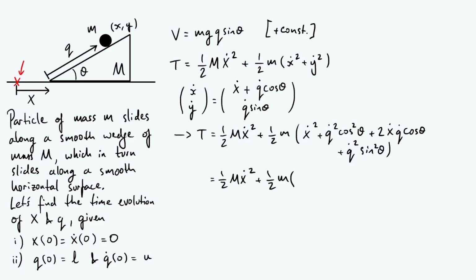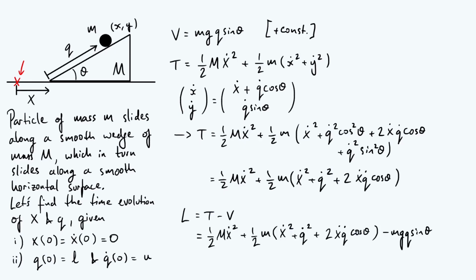Now we can simplify this a bit. Most of the expression stays unchanged, but we can do something very nice with this term and this term, because sine squared theta plus cos squared theta is just 1, and so if you factor out a q dot squared, you've got q dot squared times sine squared theta plus cos squared theta, which is just q dot squared times 1. And so that bracketed term in simplified form becomes X dot squared plus just q dot squared, and then the cross term 2 X dot q dot cos theta.